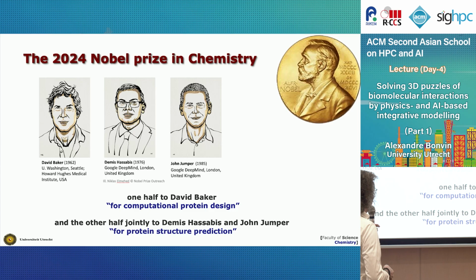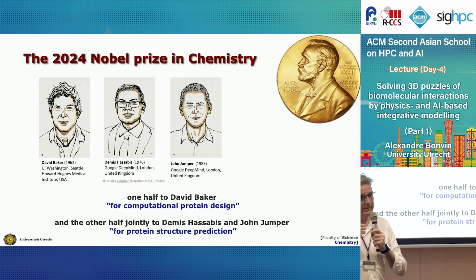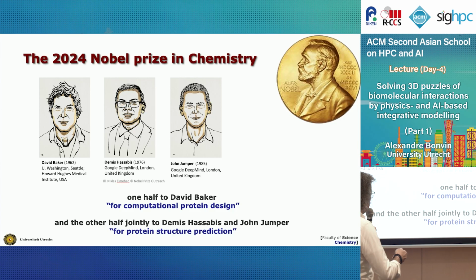So they got it for structure prediction, and David Baker was also part of the Nobel Prize at the time, and he got it for protein design, although he's been in the field of structure prediction since the early days, but they had to distinguish between the two. Anyway, this was a big change.